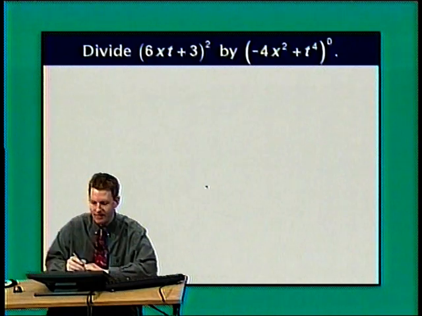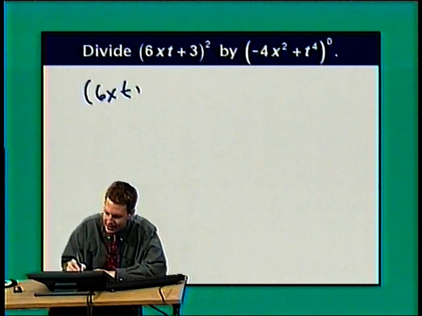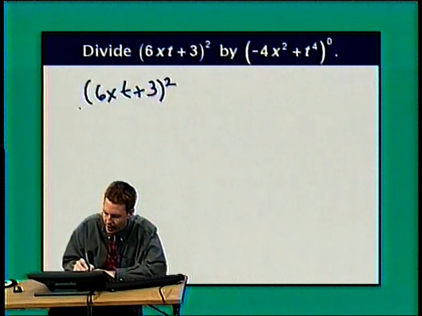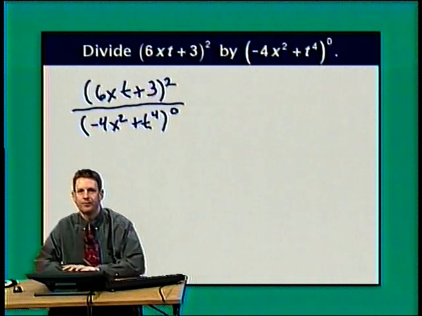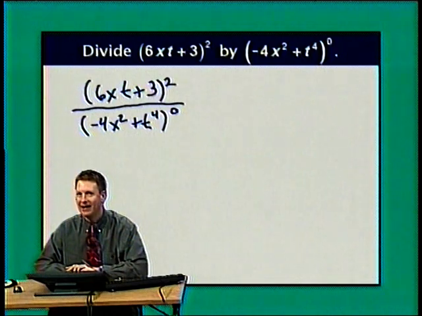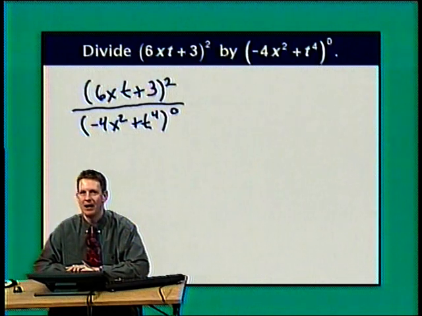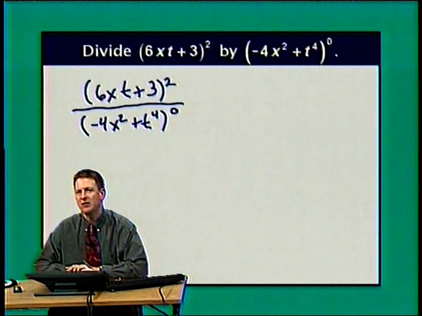Let's go ahead and divide 6xt plus 3 quantity squared by negative 4x squared plus t to the 4th to the 0. Now, if it hasn't happened to you yet, this might be the first example that I'm working that's sending you a little bit into panic mode. And what's different about this example is that there's addition going on in the denominator. And not once this term have Candace, Ann, or I talked about how you simplify expressions when there's addition going on in the denominator.